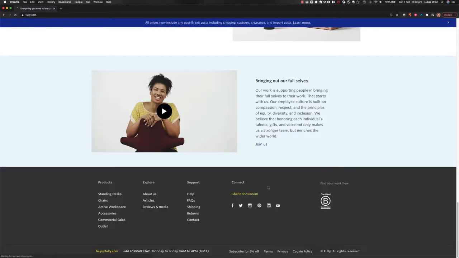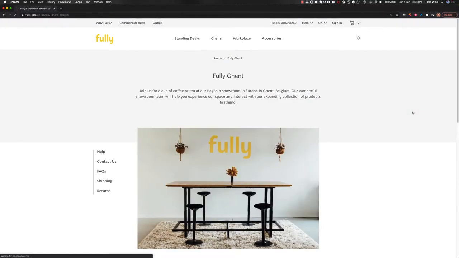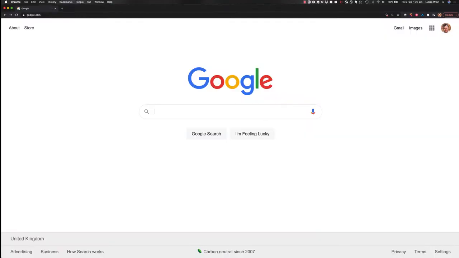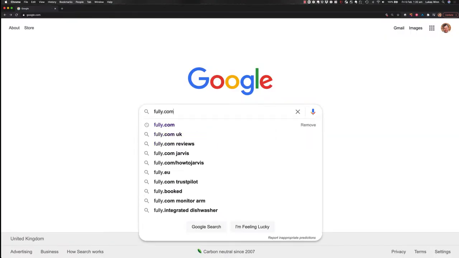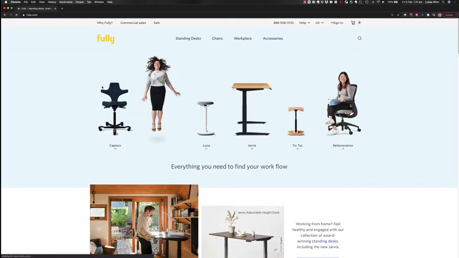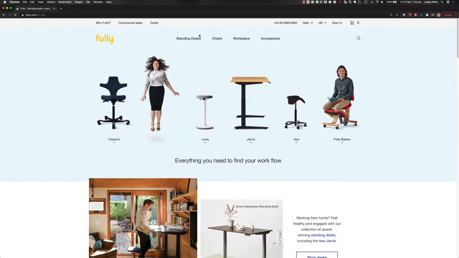So as I carried out more research, I also discovered they had a European base in Belgium, so the chances of them shipping to me in the UK were much greater. Now, the ordering process was seamless, with you being able to design and customize your desk to your particular requirements. So I logged onto Fully.com and started to design my desk. Since I was based in the UK, I switched to their UK specific site.